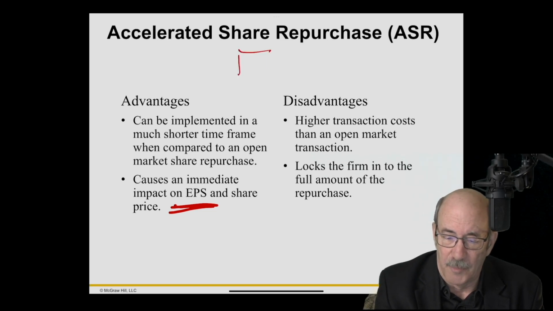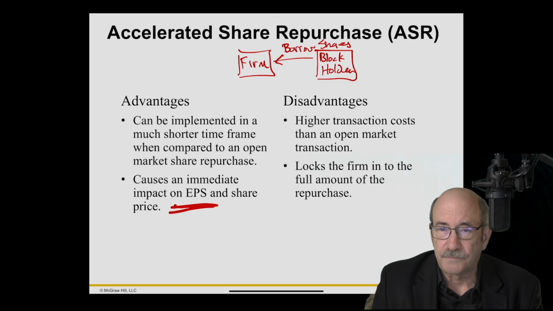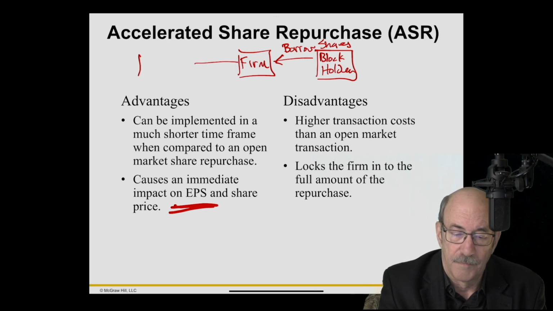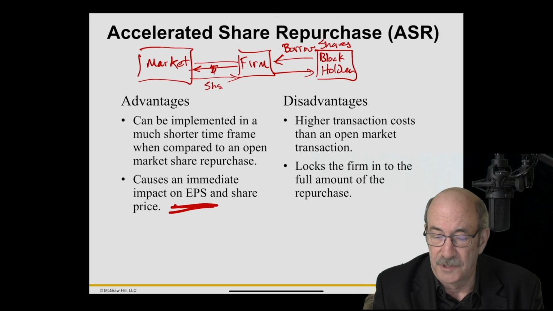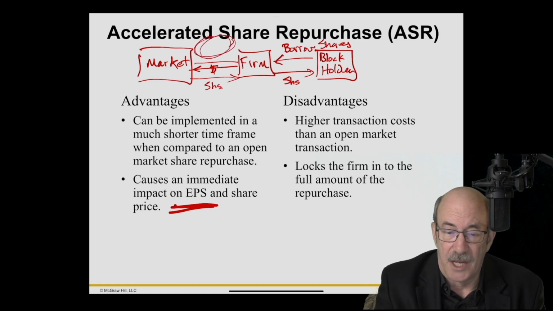We have the company, and they want to buy back shares, so they go to a blockholder, and they borrow some shares. All right. And then they take that block of shares and they retire it. Then they go out into the marketplace and they start buying back those shares. So they're paying dollars and they're getting shares back. And then they replace the shares to the blockholder. Now, this part of the process here may take months.